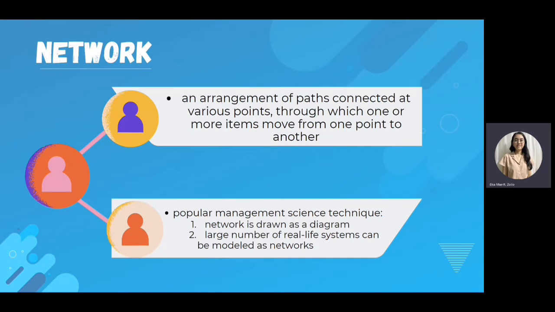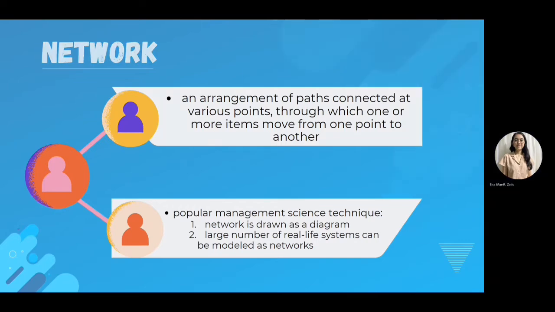meaning it provides a clear picture of the system. This makes it possible for an entity's manager to visually interpret and understand their overall system. The second reason is that a large number of real life systems can be modeled as networks. Creating networks implies that various real life systems can be transformed into simpler and more straightforward concepts.